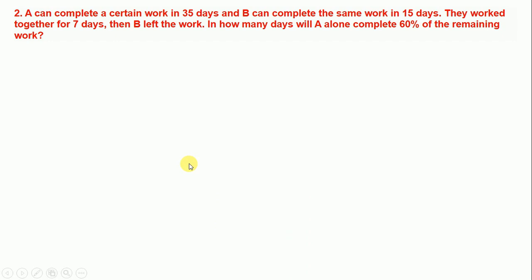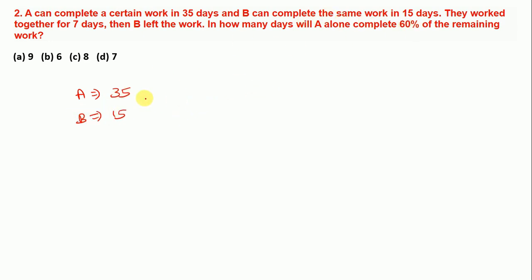Now A can complete a certain work in 35 days and B can complete the same work in 15 days. They worked together for 7 days, then B left the work. In how many days will A alone complete 60% of the remaining work? So these are your options, and A can complete the work in 35 days. So A is taking 35 days. Now B can complete the same work in 15 days.